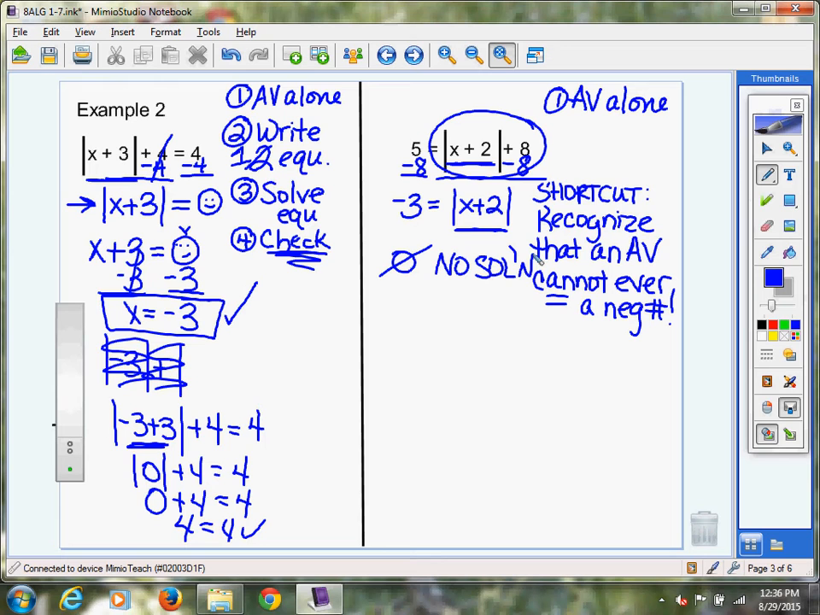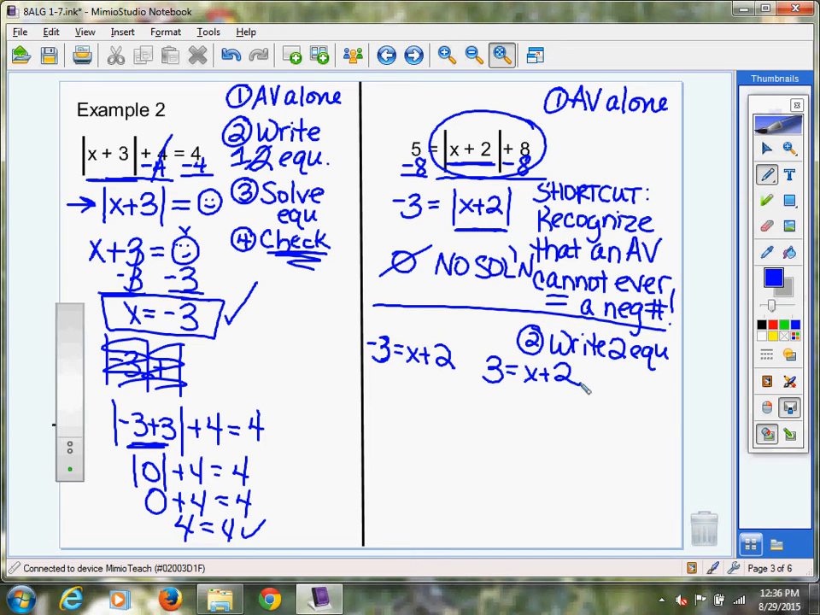Now, I have to say, most of you will not recognize this. You will forget, or you just don't understand why it's not a solution. You keep going on, okay? You're going to write 2 equations, and this is for the rest of you that won't recognize it. So here are your 2 equations. You will go -3 is equal to x plus 2. So you write exactly what you see without the absolute value lines, and then do the opposite sign. +3 equals x plus 2. Okay, so there you've written them.